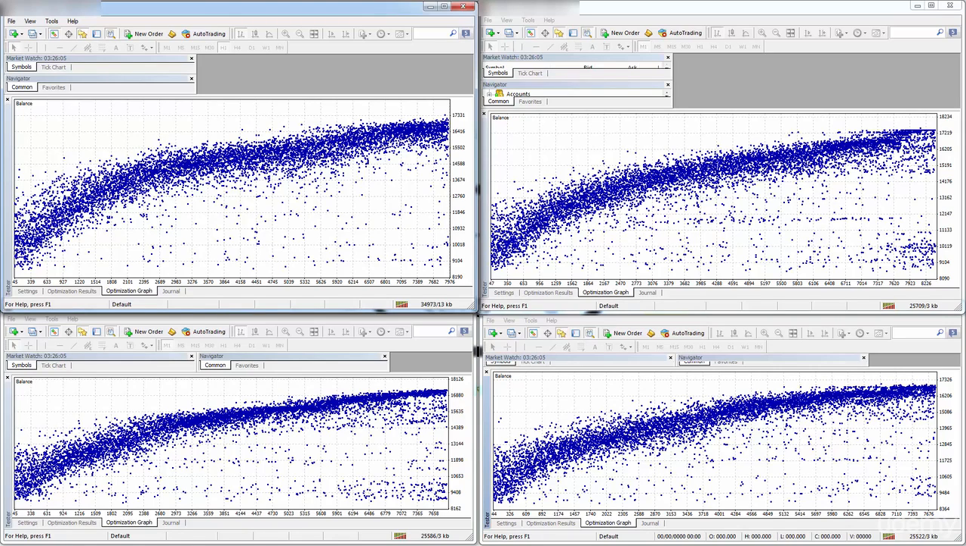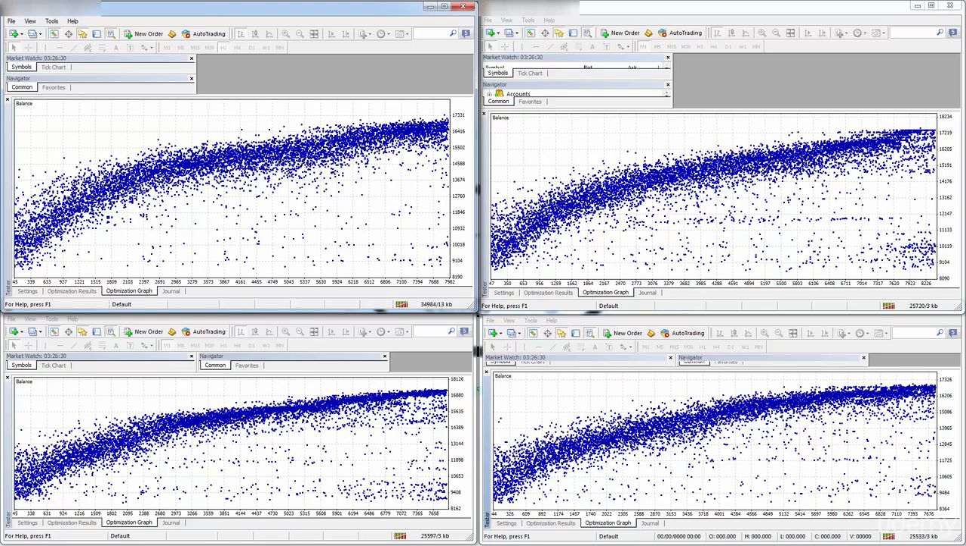What I wanted to share today is a use case for the genetic algorithm in MetaTrader 4. We've already talked about the genetic algorithm and we know how it works, but how can we use it to really boost our algorithmic trading system optimization process? So today I'll show you one of the ways I use the genetic algorithm in MetaTrader 4.